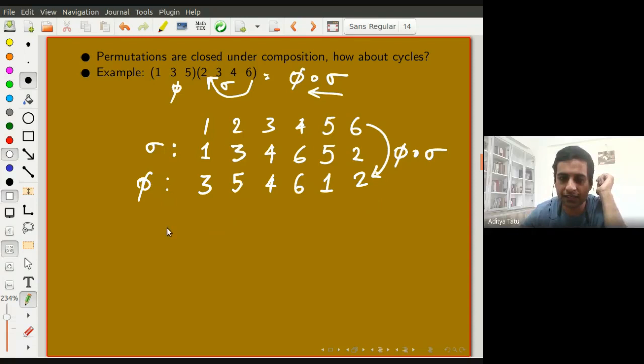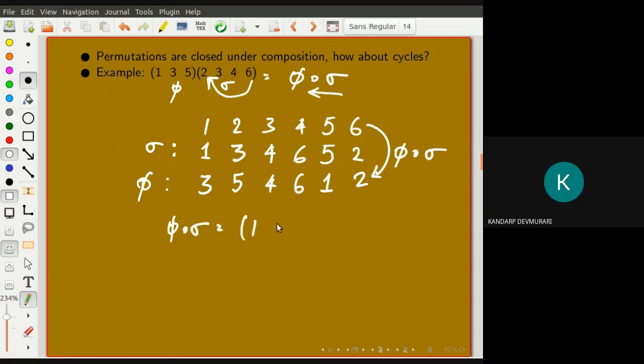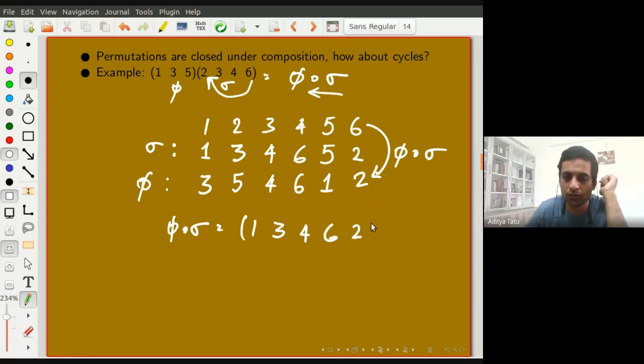If it is a cycle, then what is the cycle notation? 1, 3, 4, 6, 2, 5. Right, so it is a cycle. There is no element left out anyways. But is this true in general? That's the question. An example doesn't prove anything.